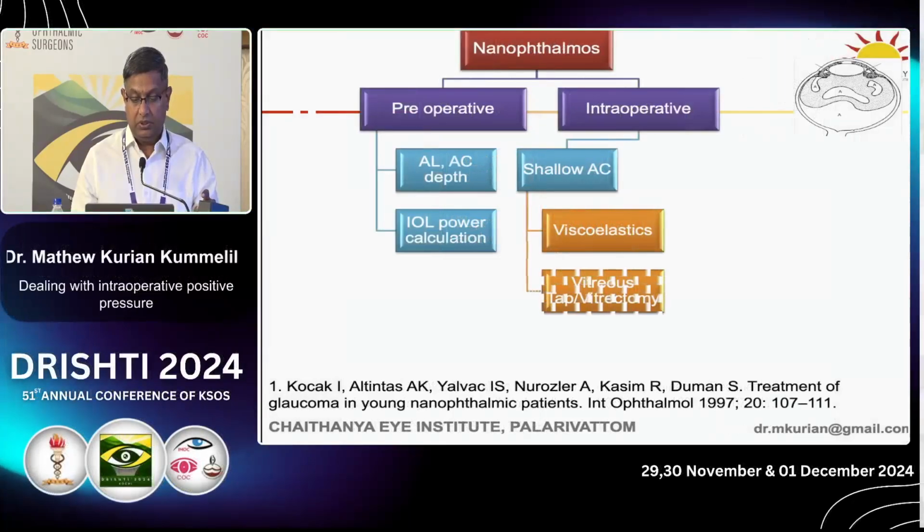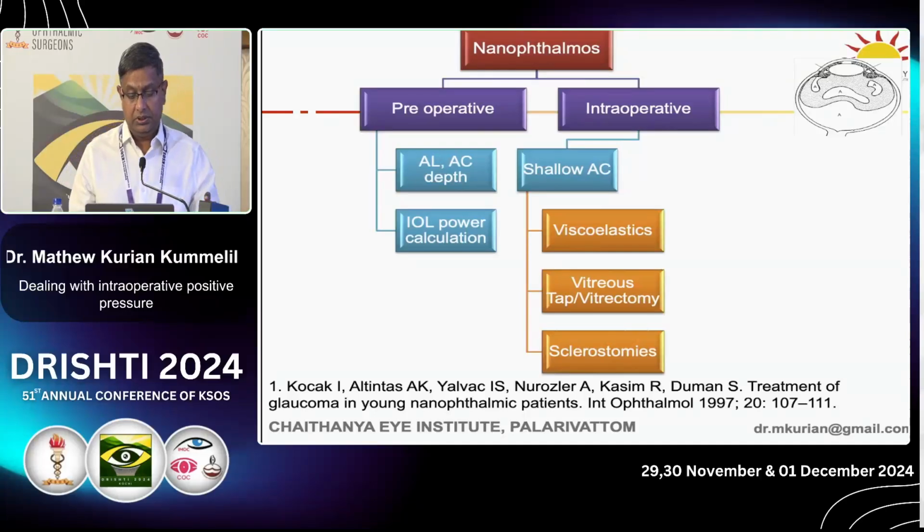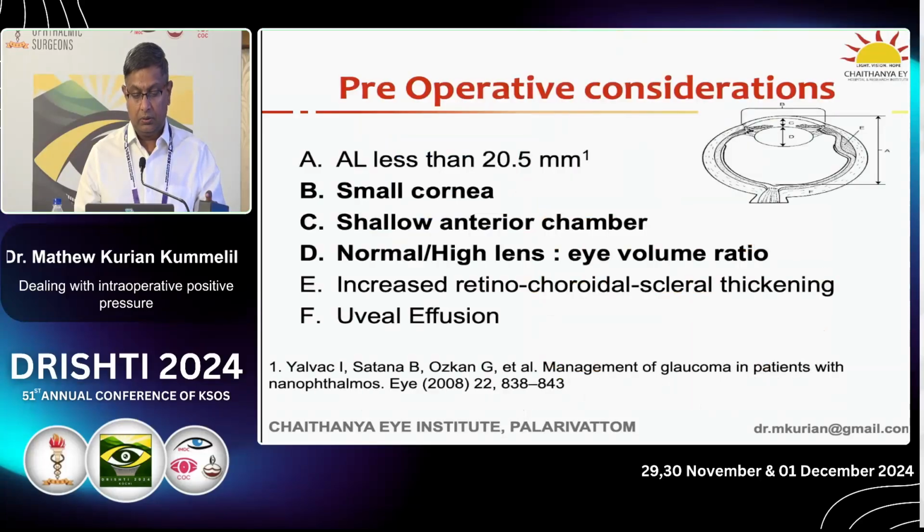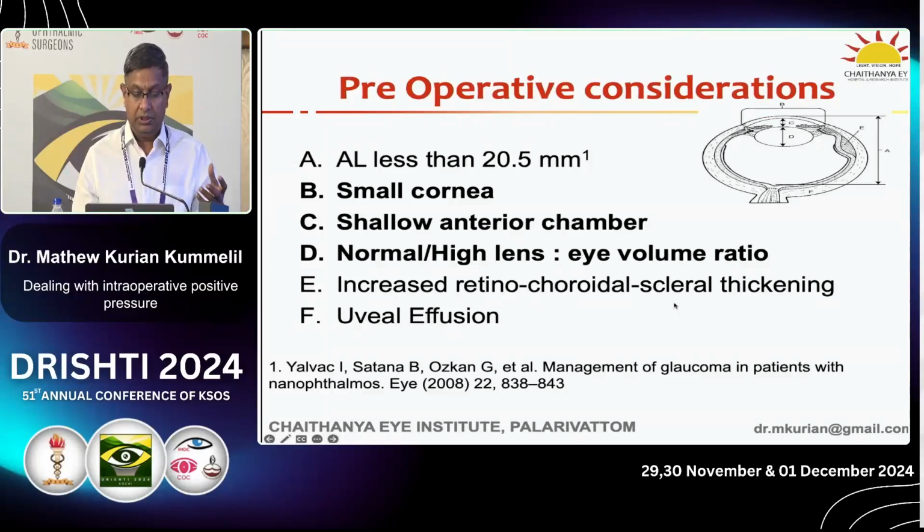Intraoperatively, shallow AC, viscoelastic appropriate. Consider a tap, but I am not very convinced about that in all situations. Sclerostomies. Surgical risks are expulsive hemorrhage, uveal effusion, or malignant glaucoma. So recognizing this is the most important thing. Everything is small in the anterior chamber, and the lens proportion is much larger when compared to the rest of the eye, and there is increased retinochoroidal scleral thickening.